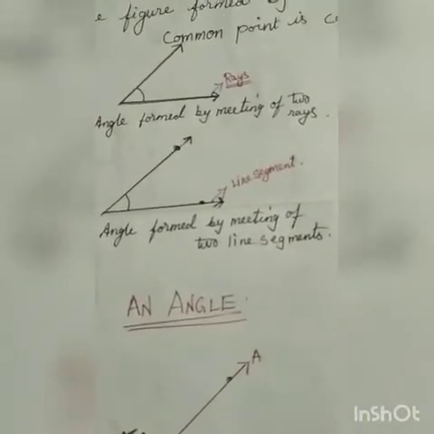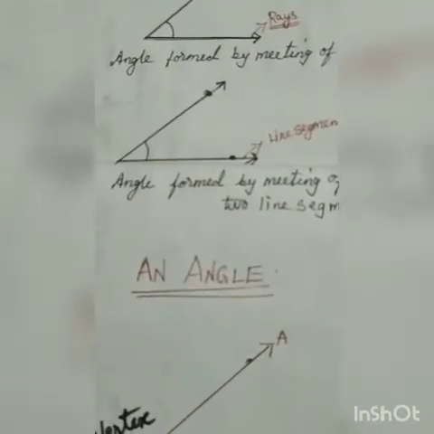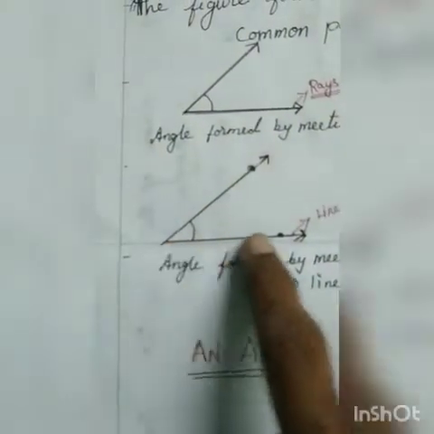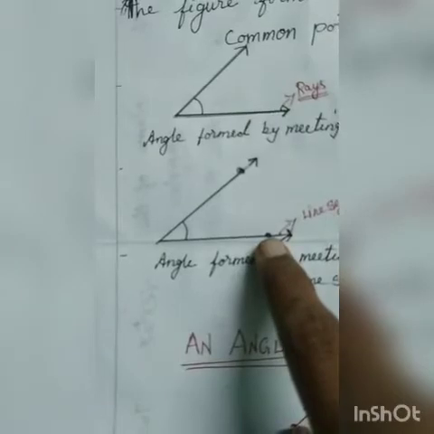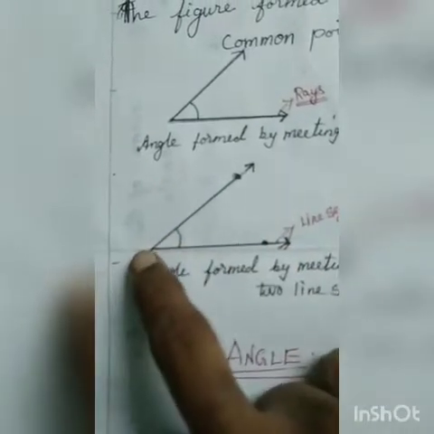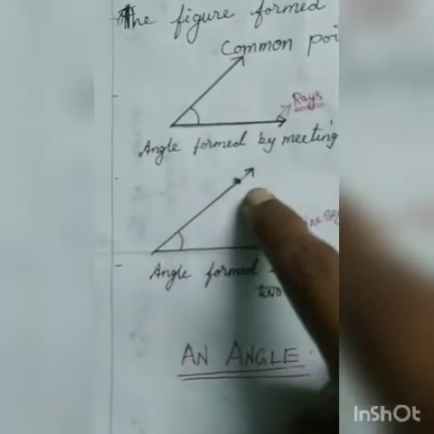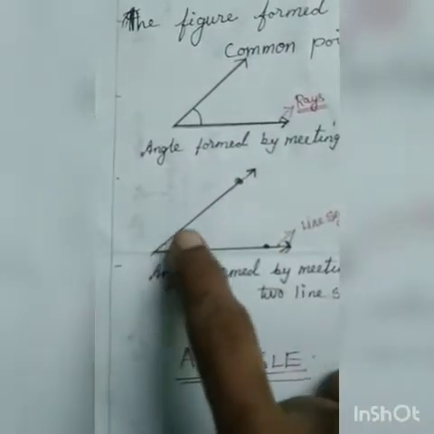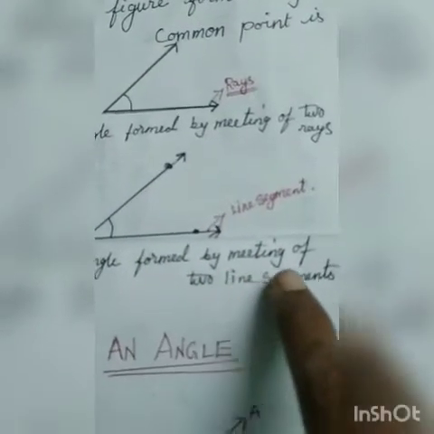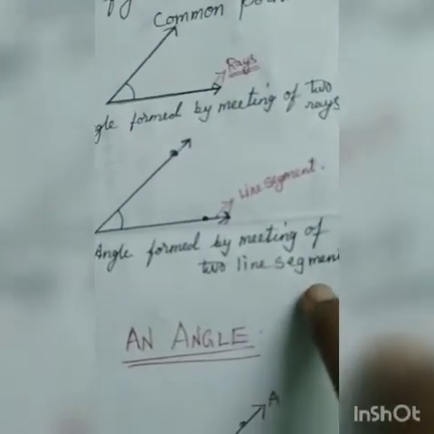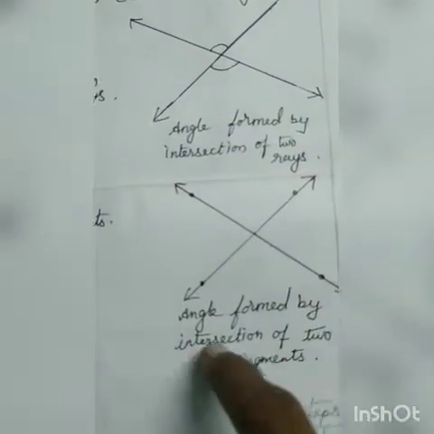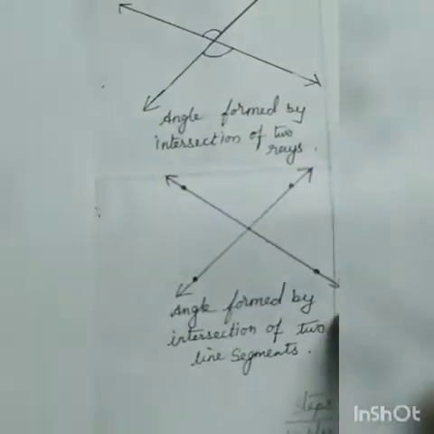Now even the same way, I can make an angle with line segments also. Starting from one point, I am ending at one point of the line segment, I am making a line. Next, with that starting point and another line segment, I can make an angle. So these are angles formed by the meeting of line segments, the intersection of two line segments.